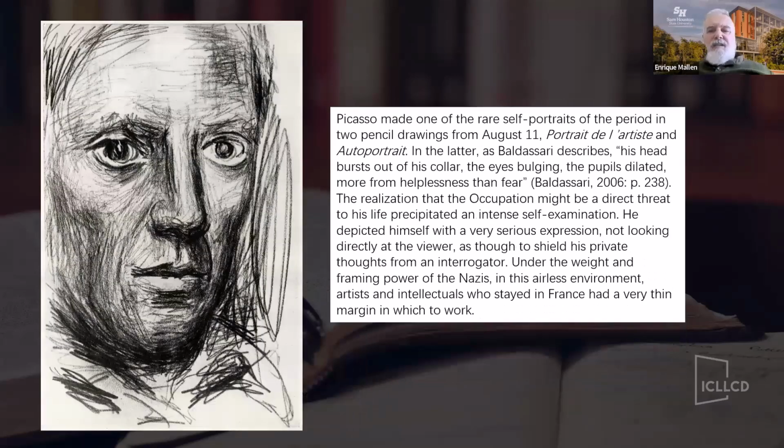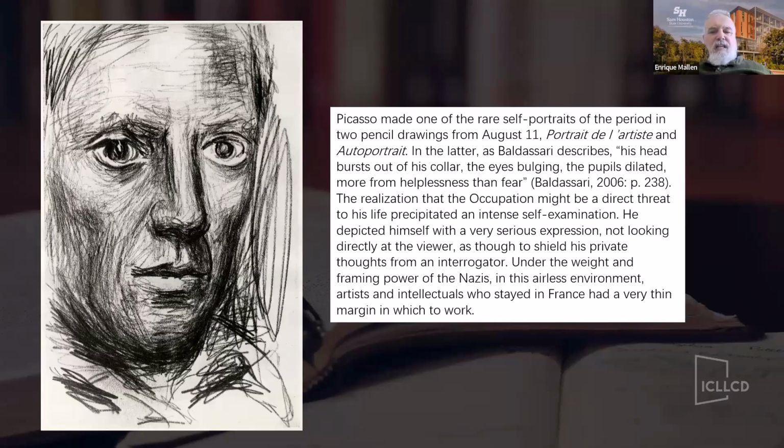Picasso made one of the rare self-portraits of the period in two pencil drawings from August 11th. In the latter, that we see here illustrated, his head bursts out of his collar, his eyes bulging, the pupils dilated more from helplessness than fear. The realization that the occupation might be a direct threat to his life precipitated an intense self-examination. He depicted himself with a very serious expression, not looking directly at the viewer, as though to shield his private thoughts from an interrogator.